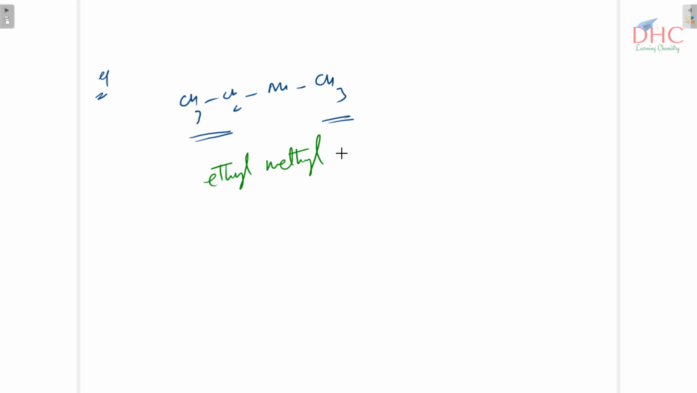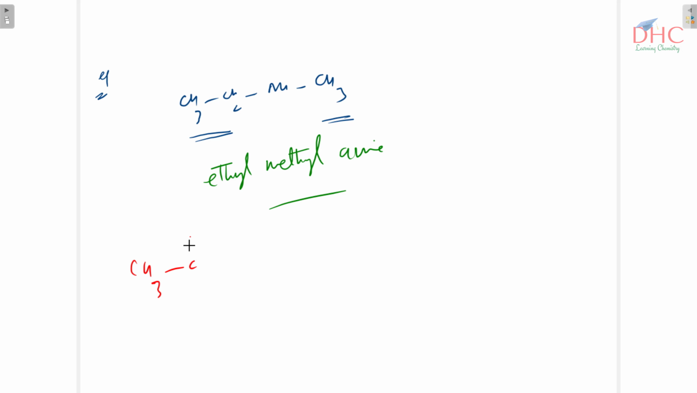We have one more example. So we have over here CH3 single bond CH2 single bond NH single bond CH3. So it's ethyl over here, it's methyl over here, and it's a secondary amine. So the name is ethyl methyl amine. Ethyl methyl amine. Next example is for an ether molecule.